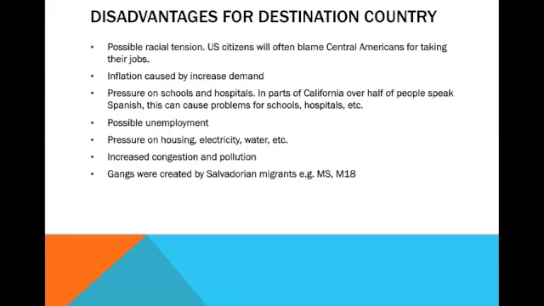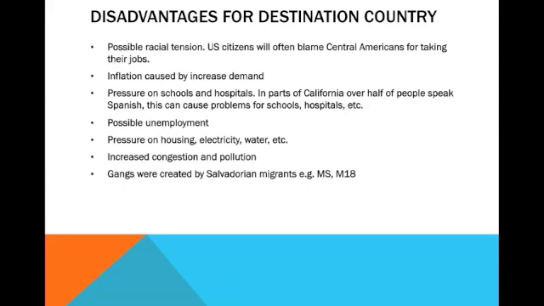But there are also some disadvantages for the country. Firstly, racial tension. Because in places like the US, there's already a high unemployment rate for actual US citizens, so they will often blame Central Americans for migrating into the States and taking their jobs. That's their viewpoint of it. They feel like it's their fault that they're unemployed. Also, there may be inflation caused by the increase in demand, because inflation happens when so many people want a product but there's not enough of that product, so they need to make it more expensive. So that's never a good thing.